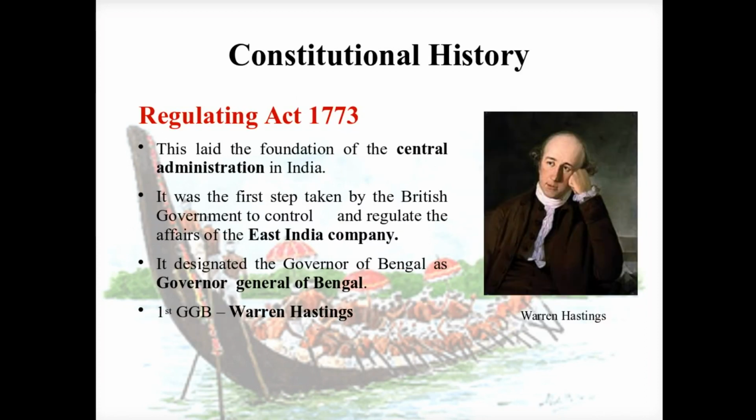Now we move on to understand how all this began. There was an act called the Regulating Act in 1773. This act laid the foundation of the central administration in India. It was the first step taken by the British government to control and regulate the affairs of the East India Company. It designated the Governor of Bengal as the Governor General of Bengal, and Warren Hastings, as shown in the picture, was the first Governor General of Bengal.